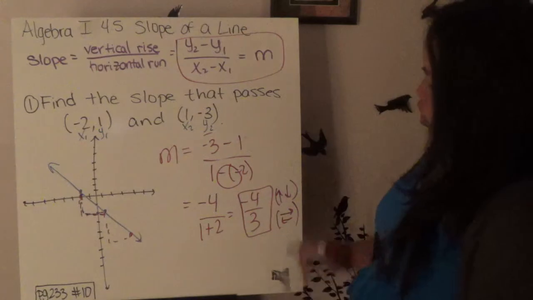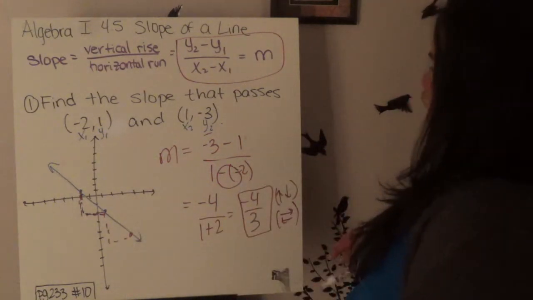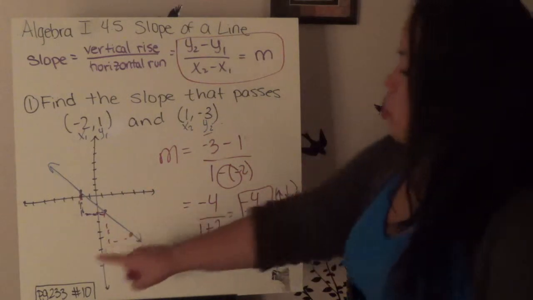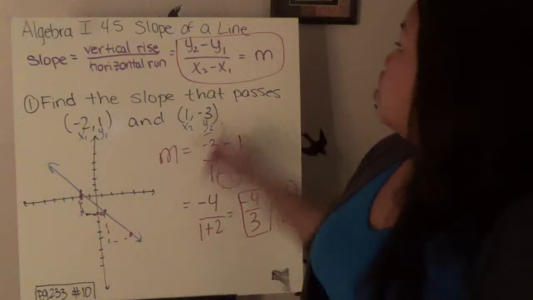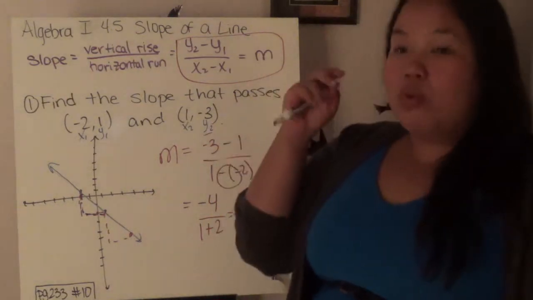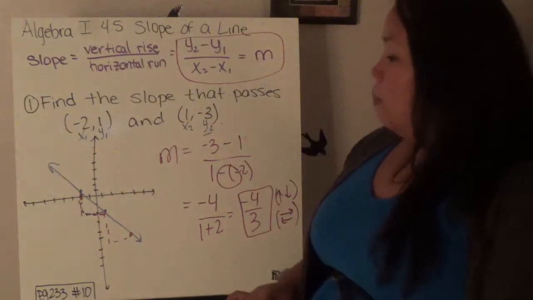I can keep going. So the slope tells me how to get from one point to another. It's the direction. So go ahead and try page 233, number 10. Don't forget y2 minus y1 is on top, and don't forget to label. And I'll see you in class.